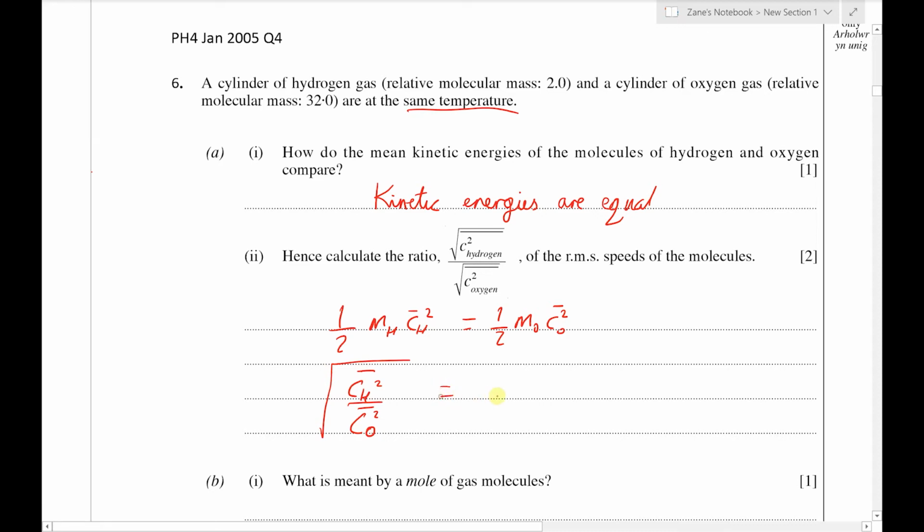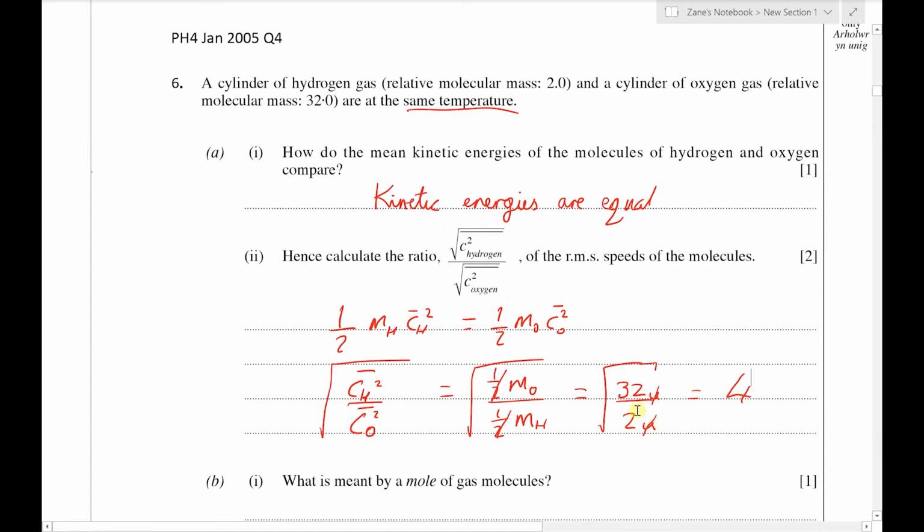So, a simple little bit of rearrangement. We're going to have half of m_O over half of m_H, all square rooted. The halves will cancel. The mass of the oxygen is 32 u, and the mass of a hydrogen molecule will be 2 u. The u's will cancel. 32 divided by 2 is 16, and the square root of 16 is 4.